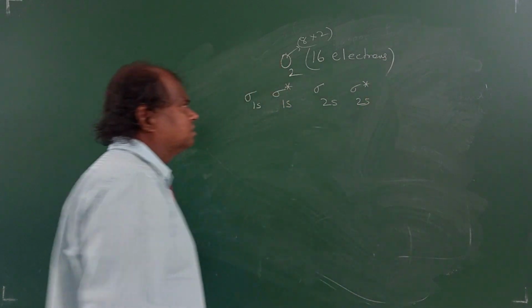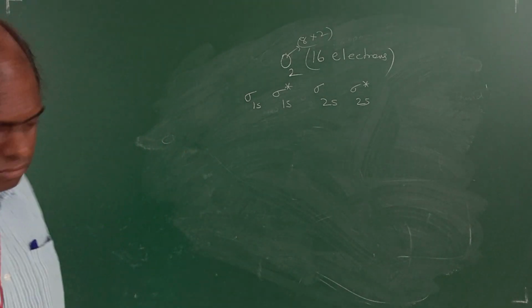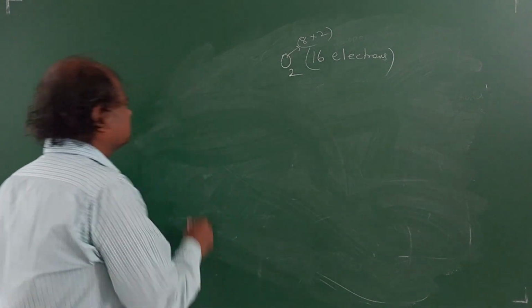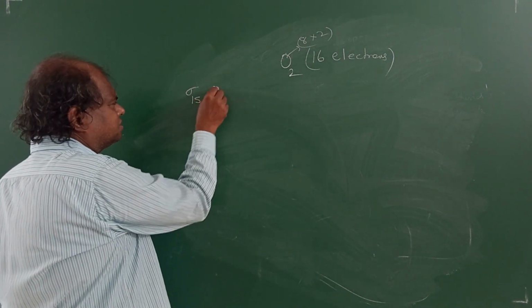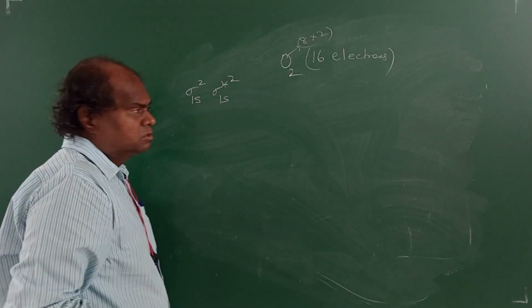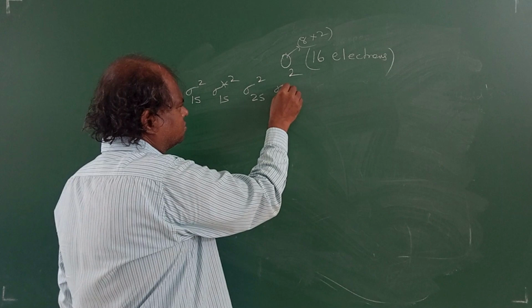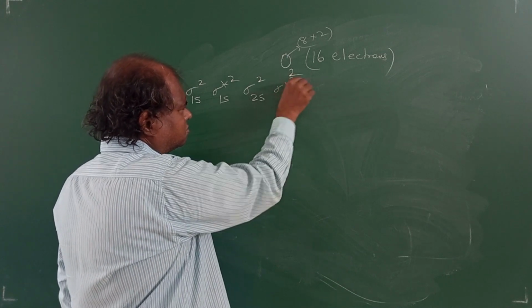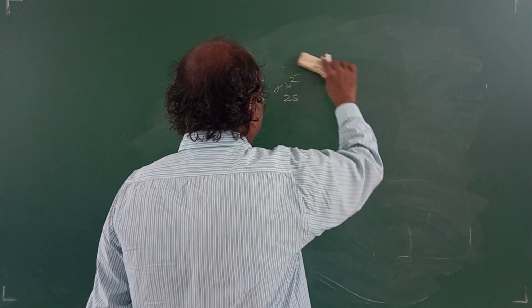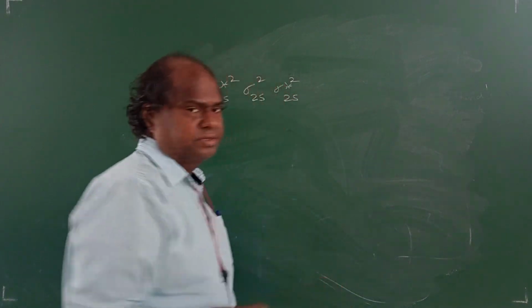So you have to fill 16 electrons now. Okay, now see here how we are filling it up. So I'll start from this end. Sigma 1s, sigma star 1s. I'll put the electrons also 2, 2. Sigma 2s 2. Sigma star 2s 2, right?